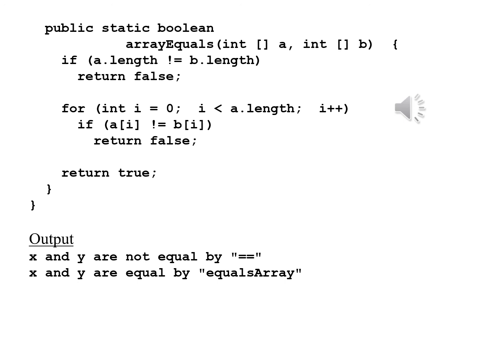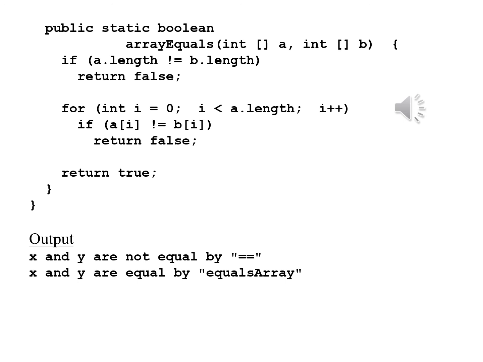Now the for loop. For int i = 0; i < a.length; i++, if a[i] is not equal to b[i], return false. Beyond the loop, we have return true. If we run into a single pair of corresponding elements that are not equal, obviously the arrays can't be equal. If we make it all the way to the end without returning false, it must be because they're equal.